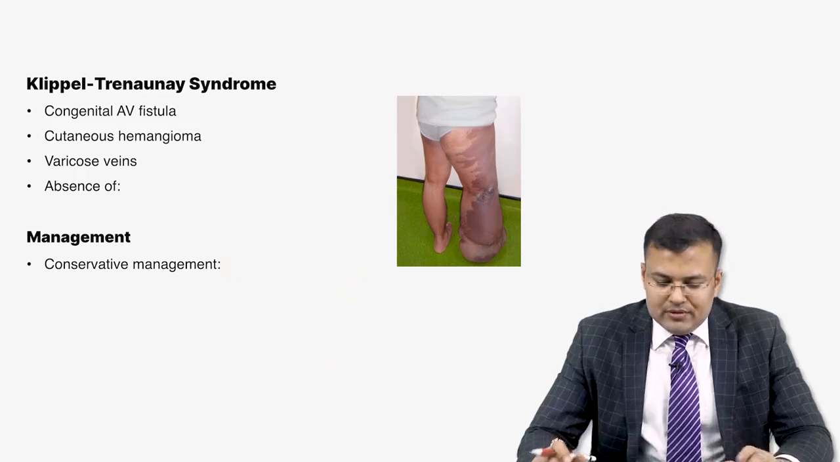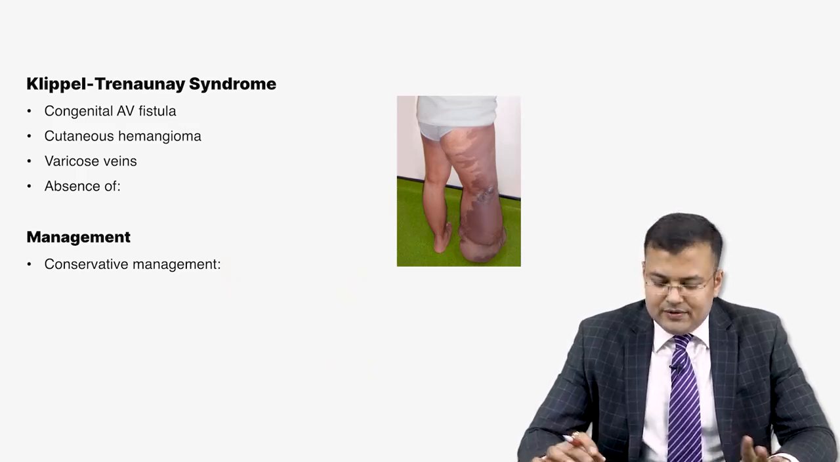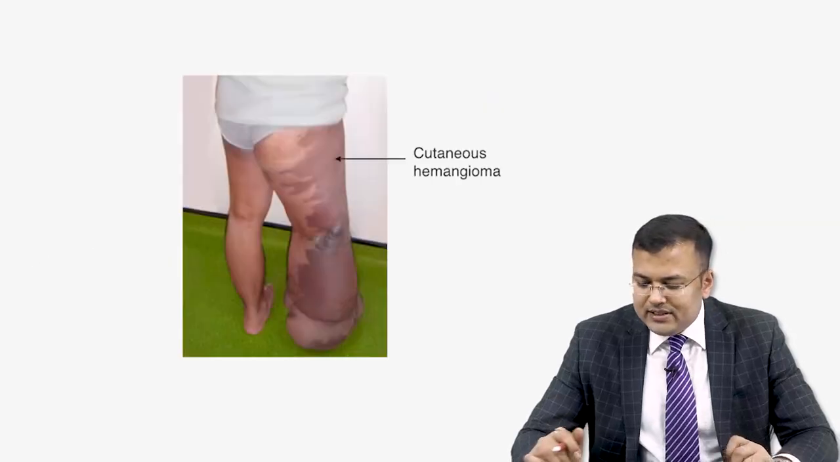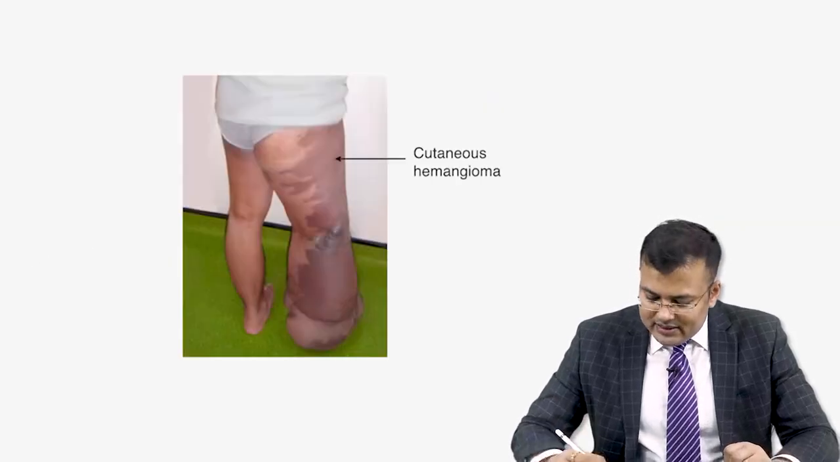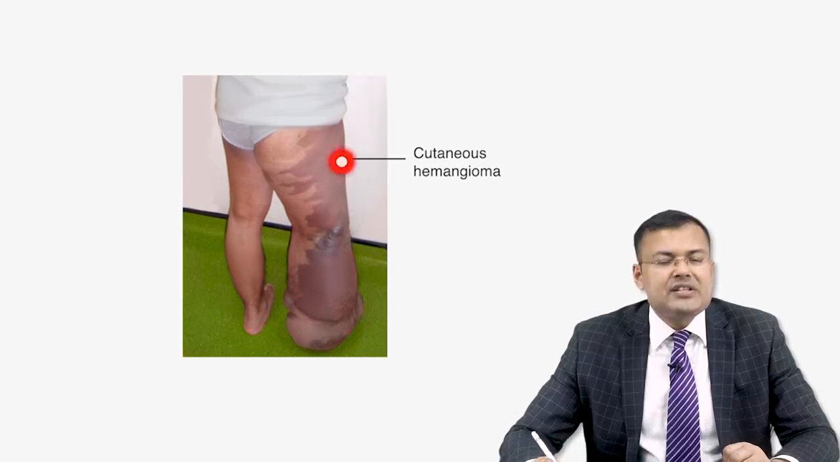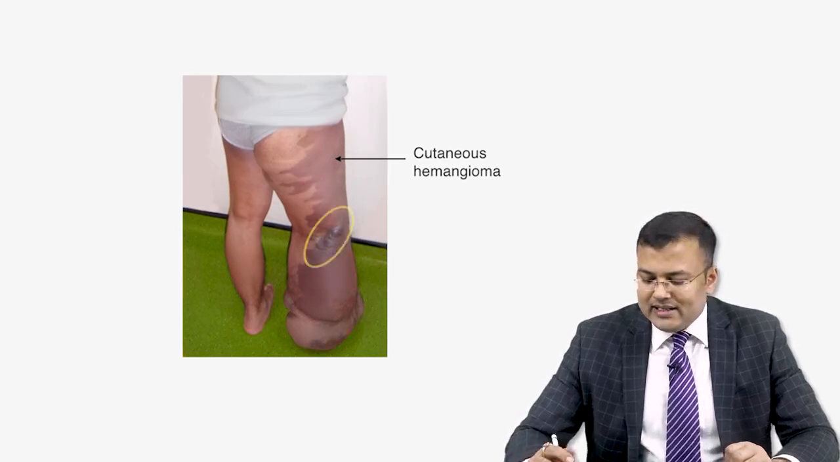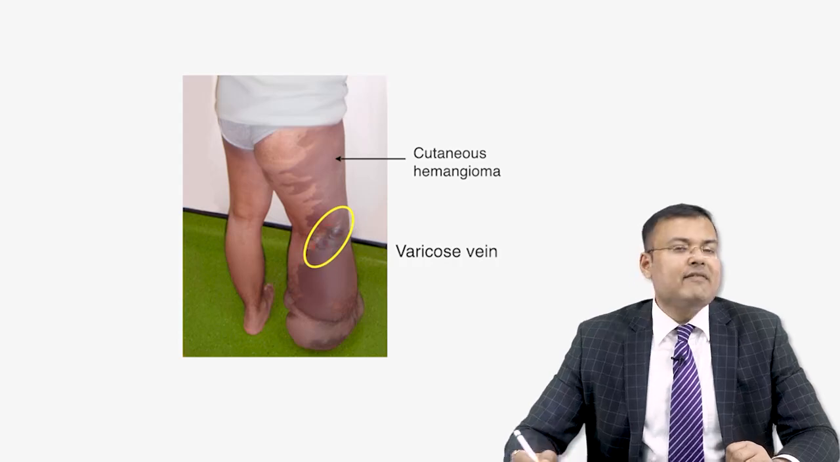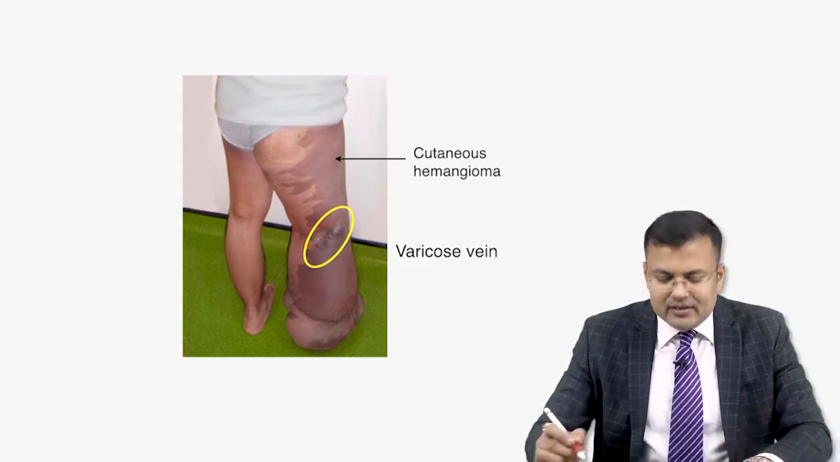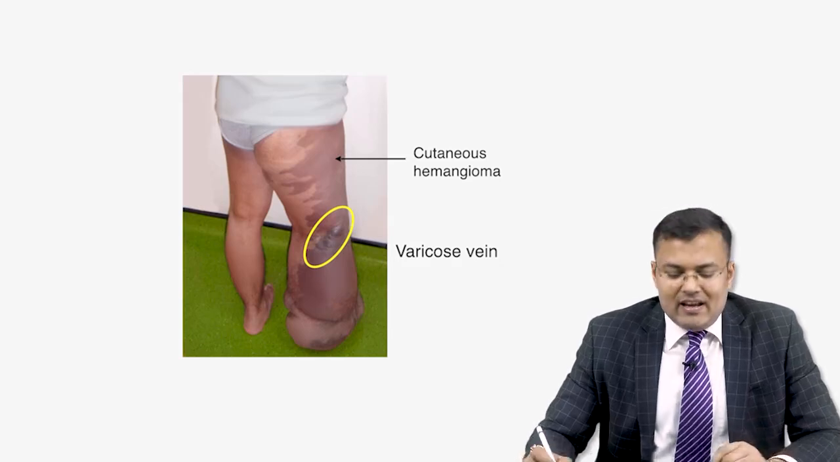There are certain syndromes associated with AV malformations. First, see Klippel-Trenaunay syndrome. See this image first. You can notice that this patient is having this kind of hyperpigmentation. This is cutaneous hemangioma. And second thing, you can notice that patient is having varicosity. What is the basic problem here? These patients are having congenital AV fistula.